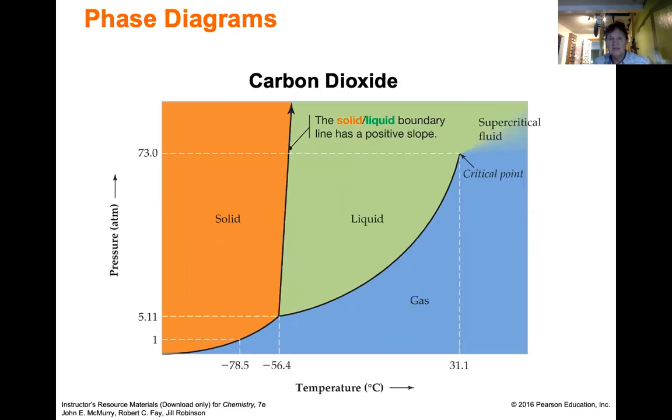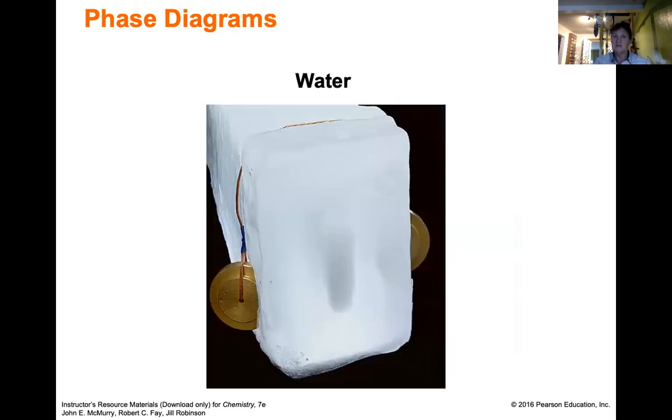Whereas if we look at CO2, it's going to be exactly the opposite. If you had CO2 and you increase the pressure, went straight up, you just keep it in the solid phase. So if you had a chunk of CO2 and you put this weighted wire on it, it would not melt through the CO2 because it would just force it to stay in the solid phase.